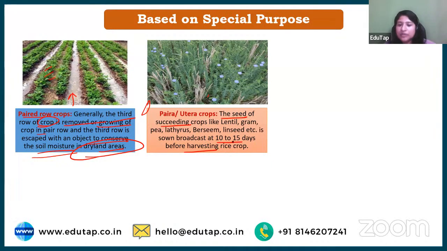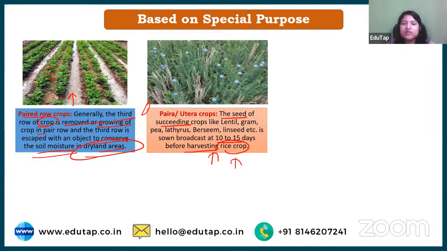Okay, 10 days prior to harvesting of the rice crop, the seeds of the next crops are spread in the field. And why is it done so? Look, when we are using para-utera, we are specifically talking about after the rice crop. However, in relay, we are not restricted to rice. We are talking about any one crop, and the seeds of the next crop are added into the field 10 to 15 days before harvesting.